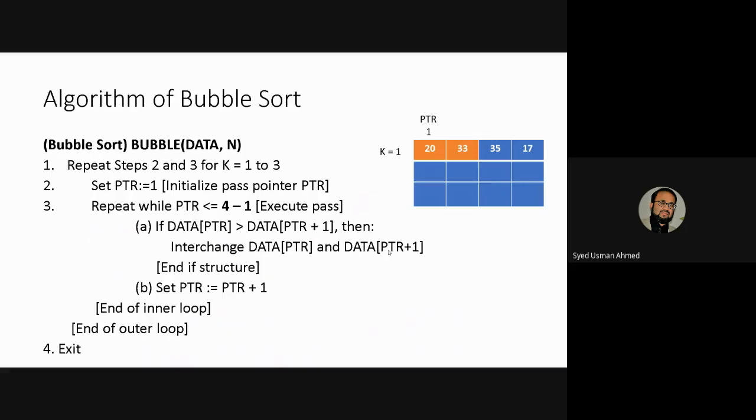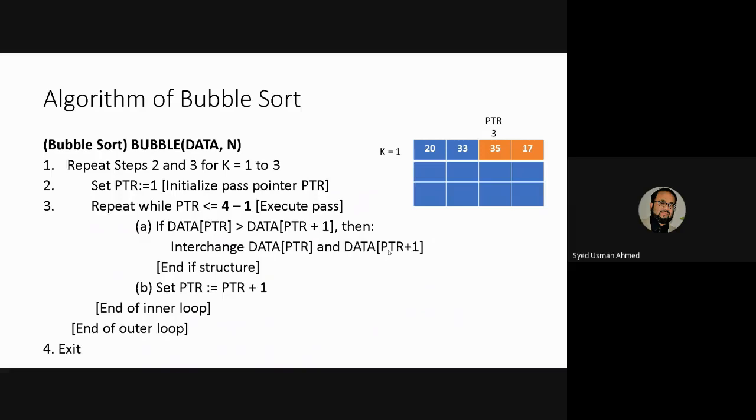So it will compare 20 with 33. 20 is less than 33, so this will not change. Now the comparison will move to 33 and 35. Also 33 is less than 35, so again these two numbers will remain intact. The third comparison will be made when the pointer is incremented to the third position. It will be compared with the fourth location.